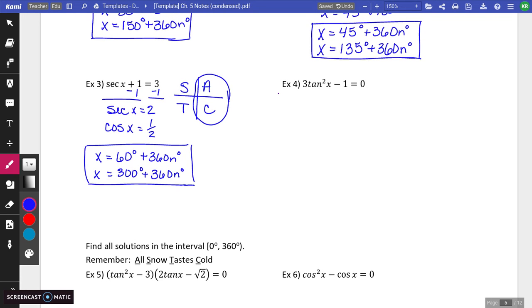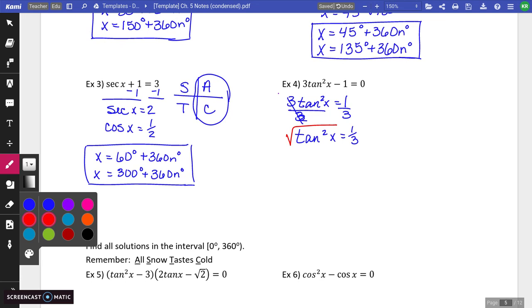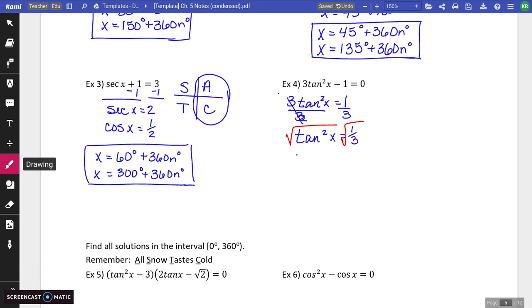Okay, number 4. This time it's a tangent squared. So first thing I'm going to do is move 1 to the other side. So I added 1 to both sides. Now I'm going to divide by 3. So the tangent squared of x equals 1/3. Okay, we're going to square root both sides. I don't want tangent squared, I want tangent. So tangent of x is going to be plus or minus the square root of 1/3.